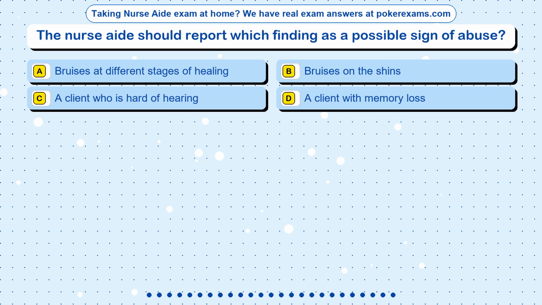Question 18. The nurse aide should report which finding as a possible sign of abuse. Option A, bruises at different stages of healing. Option B, bruises on the shins. Option C, a client who is hard of hearing. Option D, a client with memory loss.